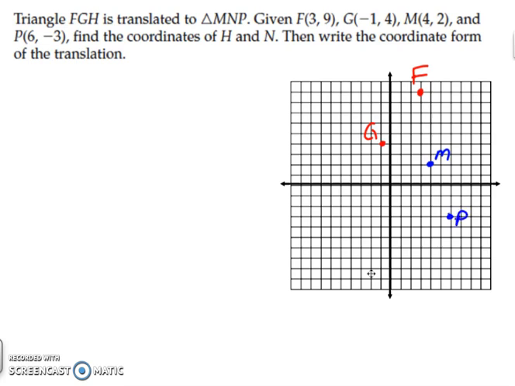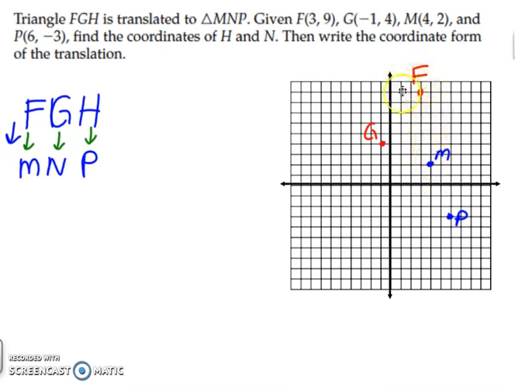All right, so what we need to do is see which points correspond with which. So I know F, G, and H became M, N, and P. So F should go to M, G should go to N, and H should go to P. So I know F and M right here. This is the original shape, and this is the new shape. But I don't know anything about point N, and I don't know anything about point H. So I need to use these 2 points to create a rule and see what happened to this triangle.